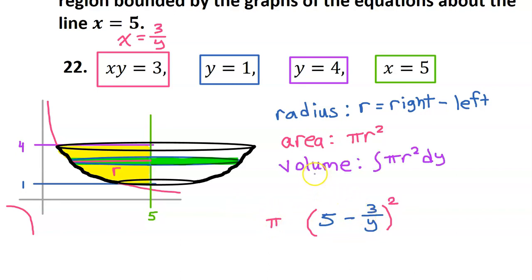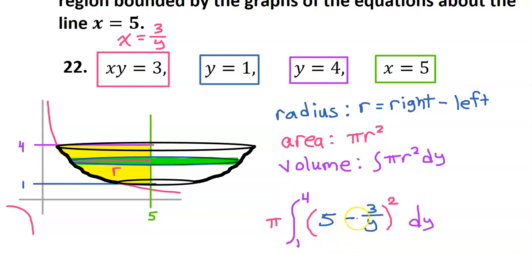Step 3 is to find an expression for the volume by integrating the area. So we will simply take our expression for the area and integrate. For the limits of integration, notice that the disks are stacked vertically between 1 and 4. So these are the limits of integration.